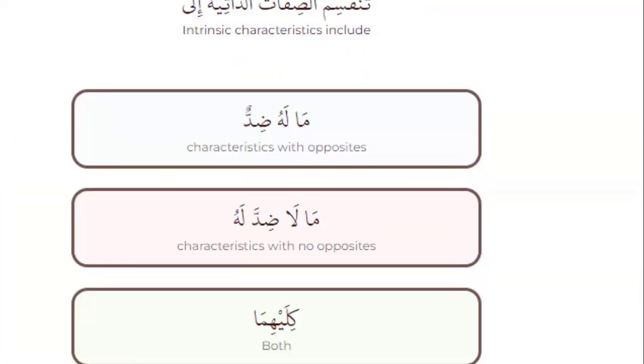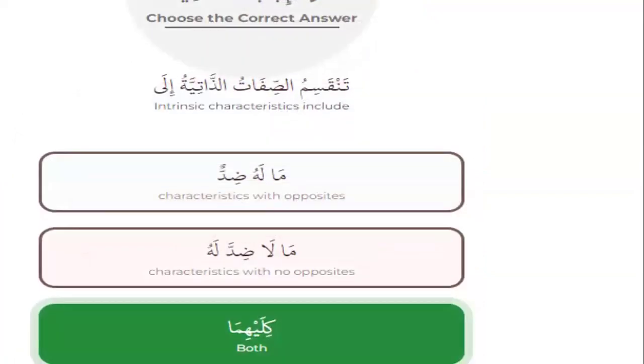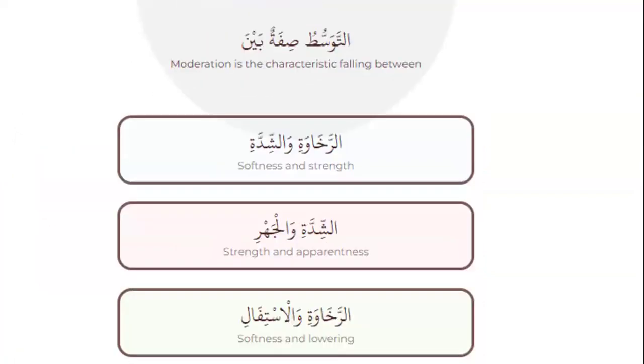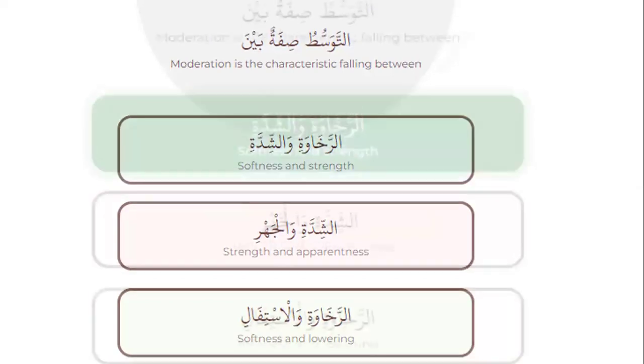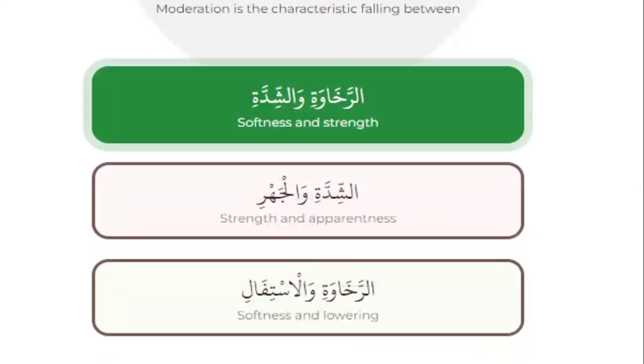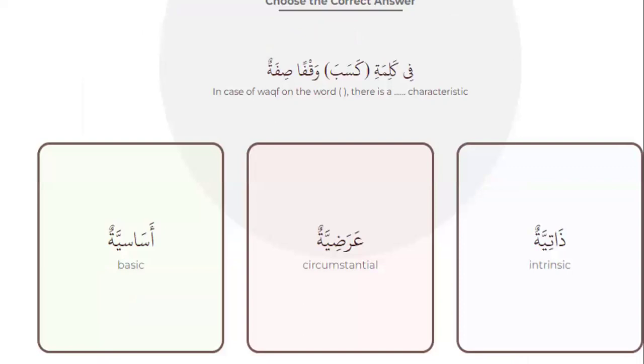Intrinsic characteristics include what? With opposites or without opposites or both of them? Both of them. Yes, both of them. Moderation is a characteristic falling between what? Between the first one. Yes, rakhawa and shidda.